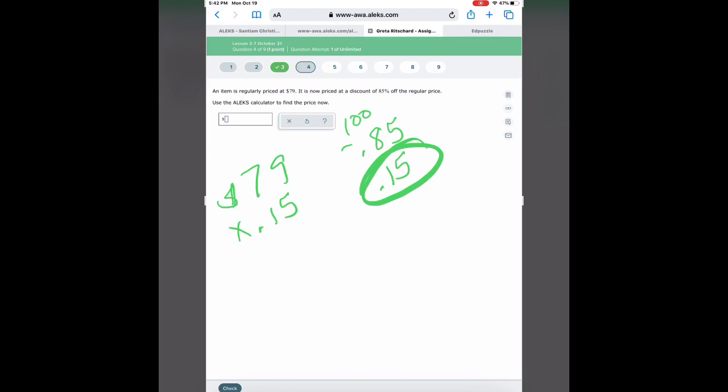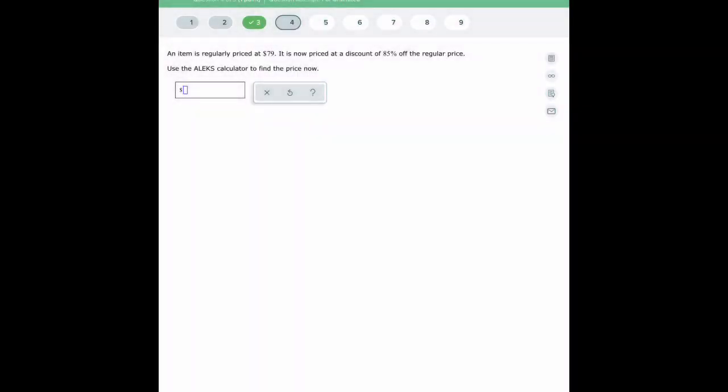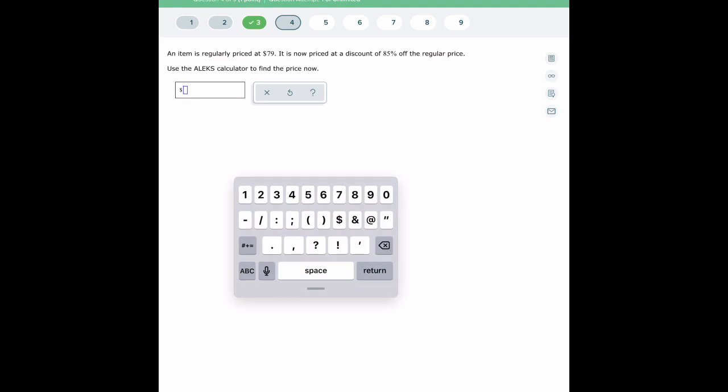That's a really, really great deal. 79 times 0.15 is $11.85 for something that used to be $79. That's a huge discount. I don't even know what it is, and I get excited thinking about getting that much savings.